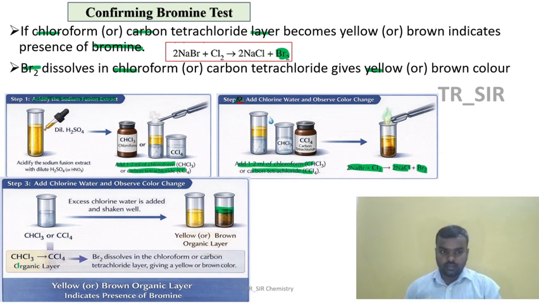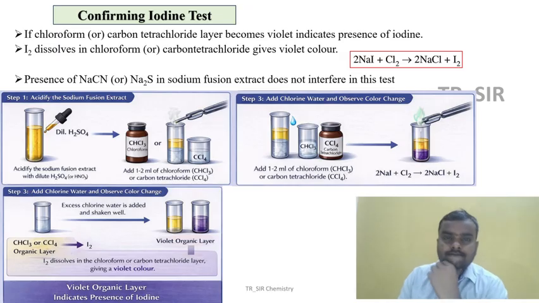So then what happens? The organic layer will be forming. Br2 dissolves in the chloroform. Br dissolves in the chloroform or carbon tetrachloride layer giving yellow or brown color. So yellow brown color indicates that there is a presence of bromine.